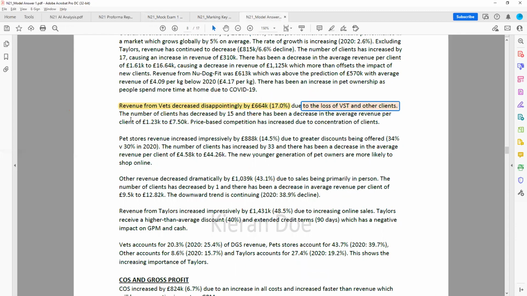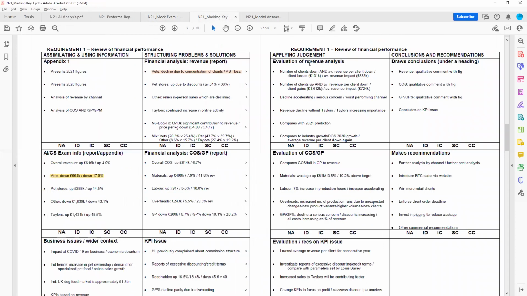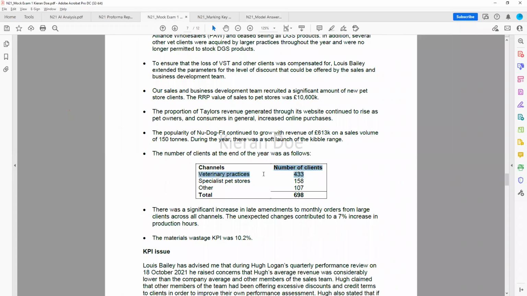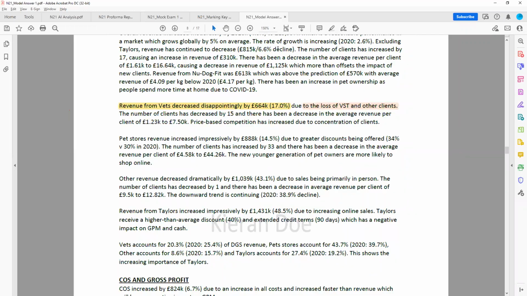Now, this is the trickier part, and is why it's in this column here. What we need to look at is, identify a trend. Is this the second or the third year, perhaps, that it's gone down? Or can we do some further analysis of the numbers? We said vets has gone down. What we could do is, because we also had the number of clients, we could work out average revenue per client and compare that to the prior year. So doing a bit more further analysis on the numbers.